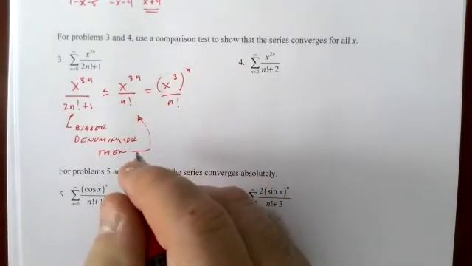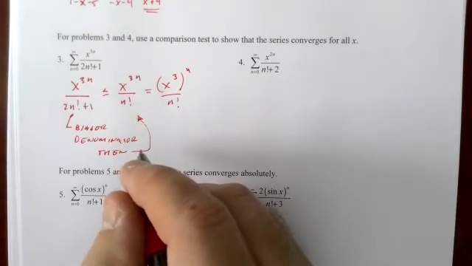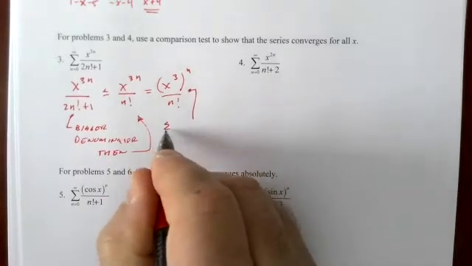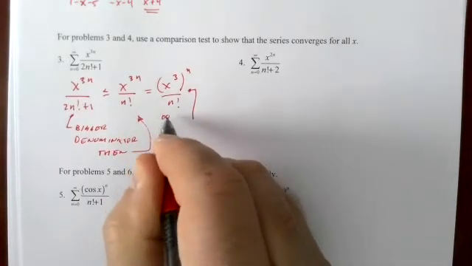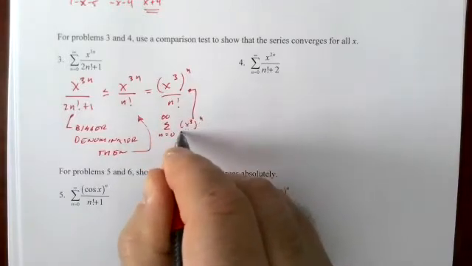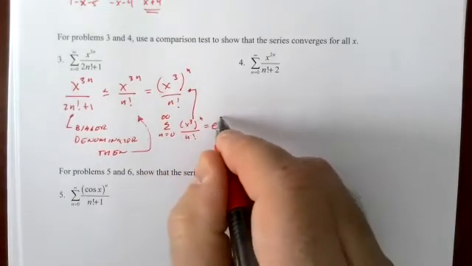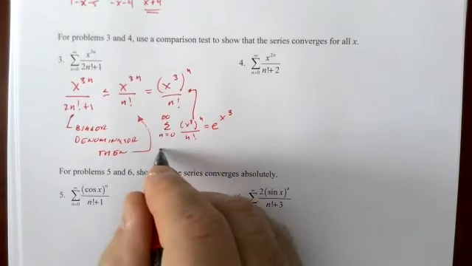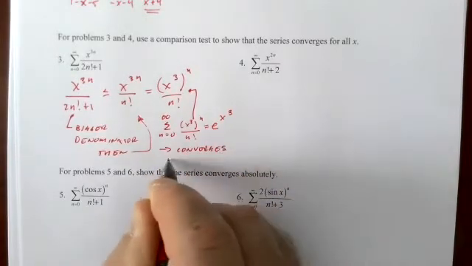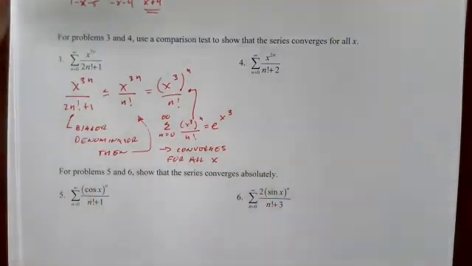So the sum, what am I asking for? Show that the series converges. Yeah, so this is the sum from n equals 0 to infinity of x cubed to the n over n factorial, which we know is e to the x cubed. And we know that converges for all x. What a pain.